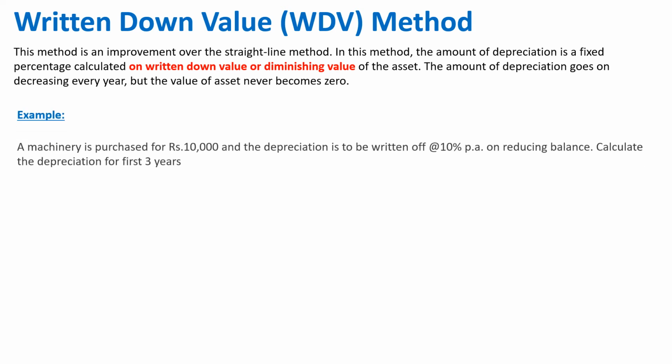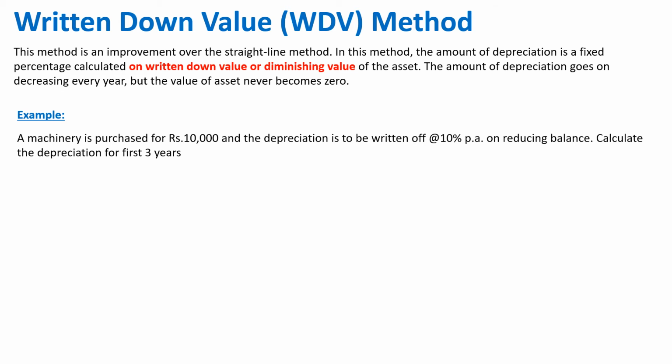Okay. So let's take an example here. A machinery is purchased for rupees 10,000 and the depreciation is to be written off at 10% per annum on reducing balance. Okay. So this point is very clear. It should be on reducing balance. If it is original cost, then it is straight line method. If it is reducing balance, then it is WDV method. So calculate the depreciation for the first 3 years.